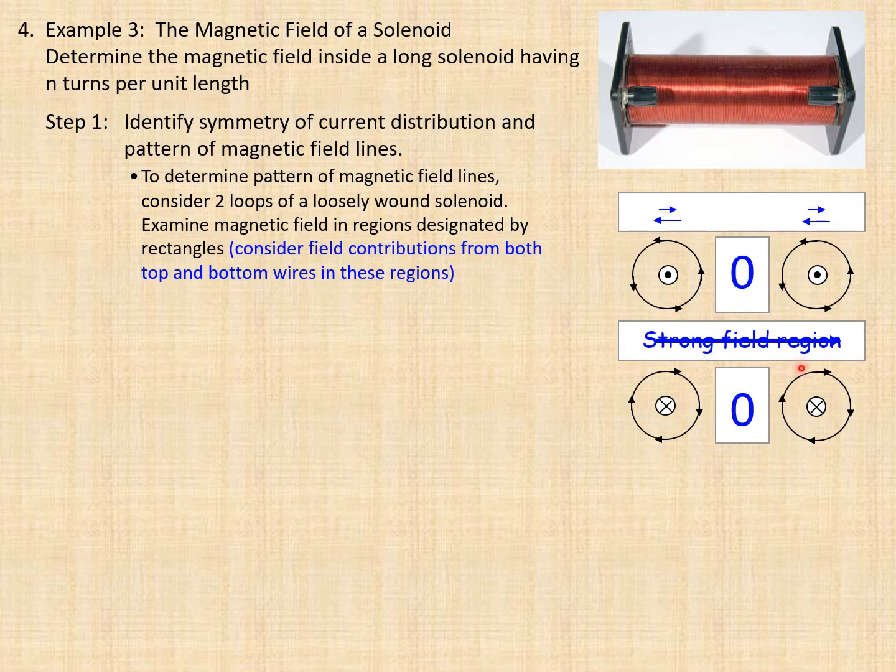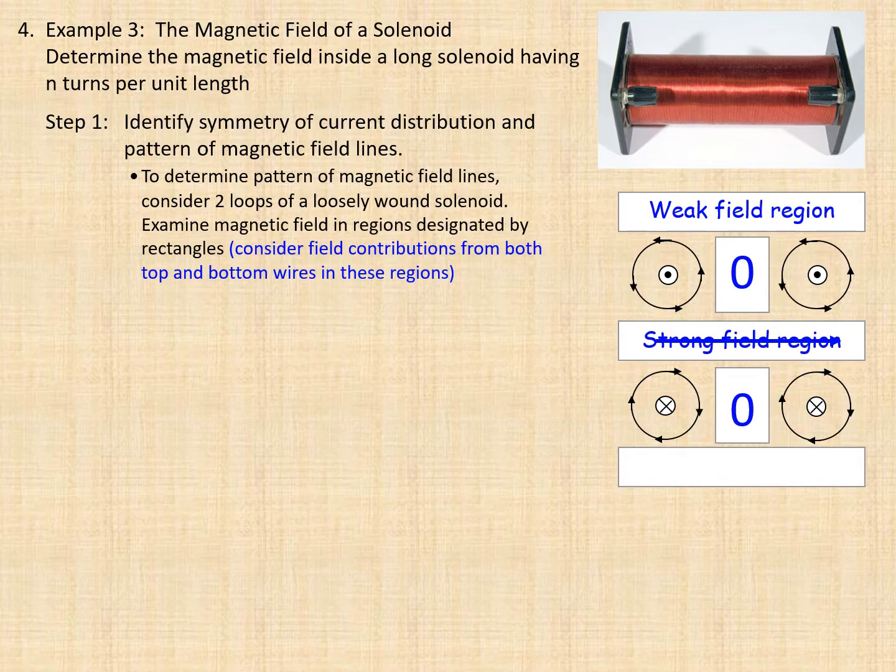When we look at the lower portion of that loop, it produces a magnetic field in the opposite direction from the top portion of the loop, and it's weaker because it's further away. The end result is that we get partial cancellation of these fields from the upper and lower portions of the loops, producing a weak field region.